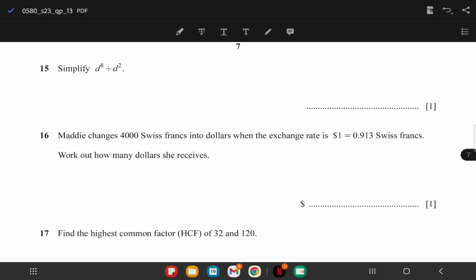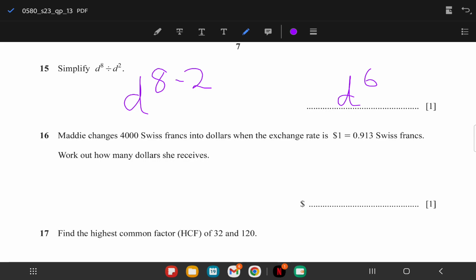Simplify d to the power of 8 divided by d to the power of 2. Laws of indices. When we are dividing and we have the same base, this is the same as saying d to the power of 8 minus 2, meaning that we're going to get d to the power of 6.